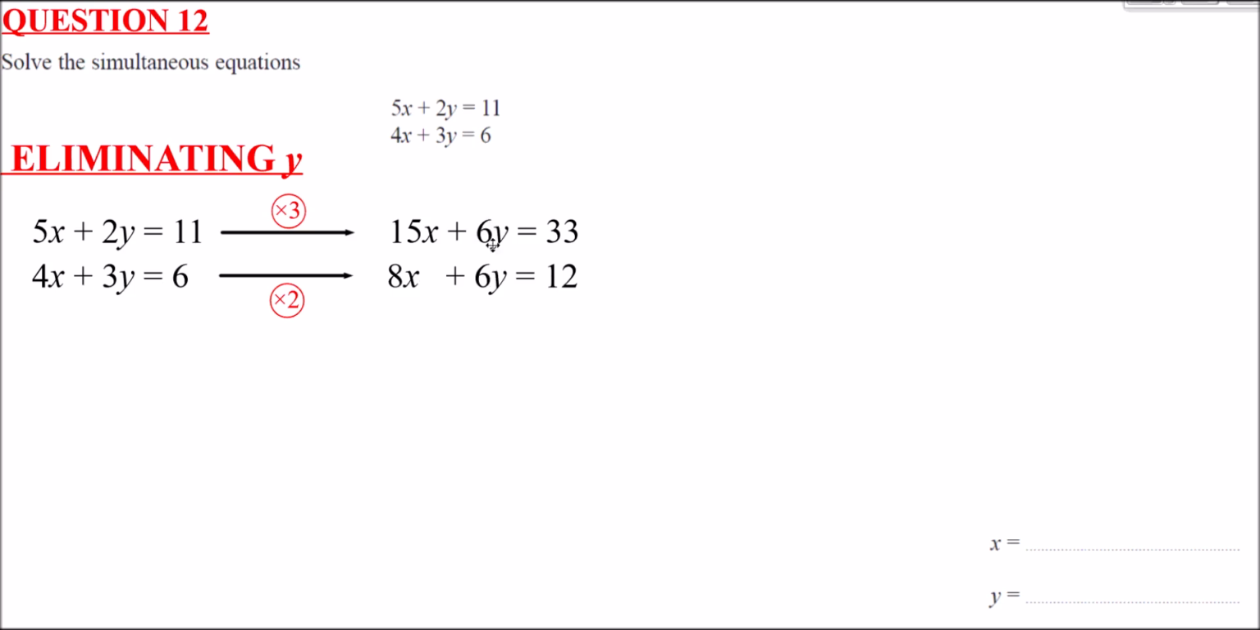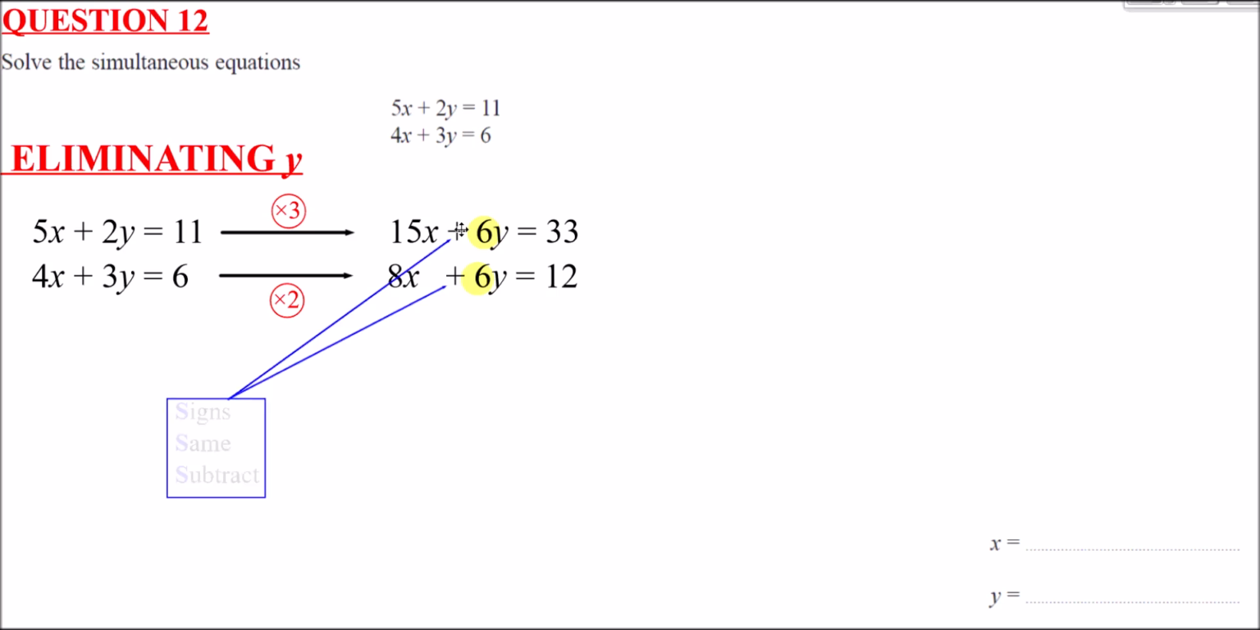I can now see my numbers in front of the y's match, both are 6's. Once the numbers match, I then look at the signs immediately in front of those matching numbers and see if those match or not. So here I can see both are plus signs. Now, what I would say, some teachers say DAS, different add, same subtract.